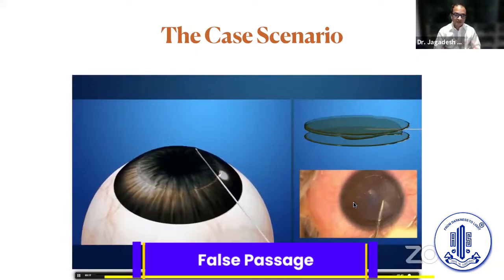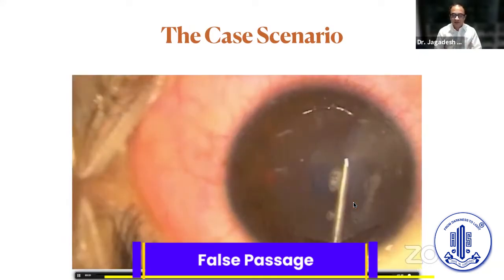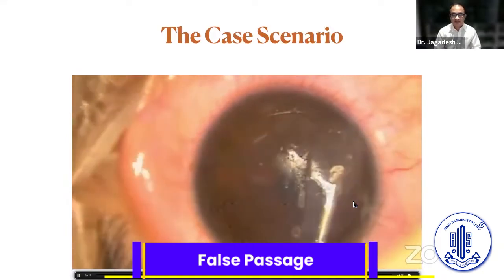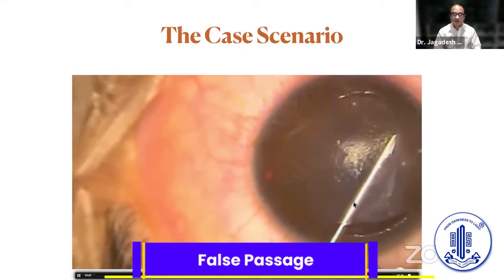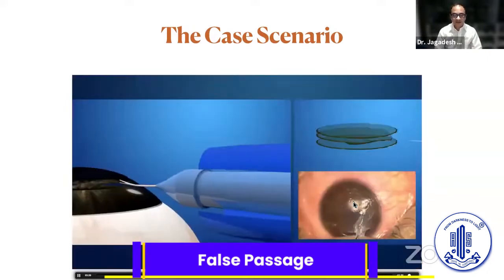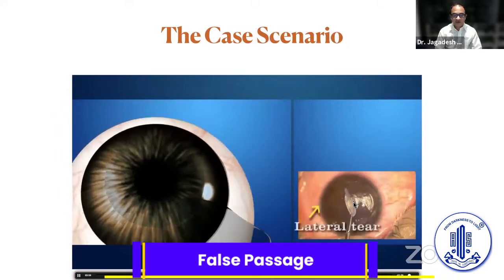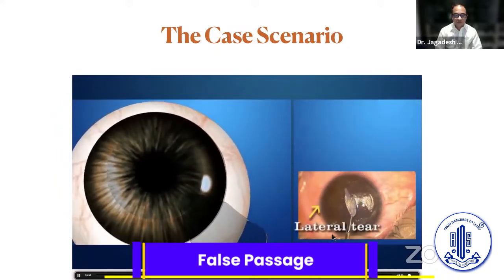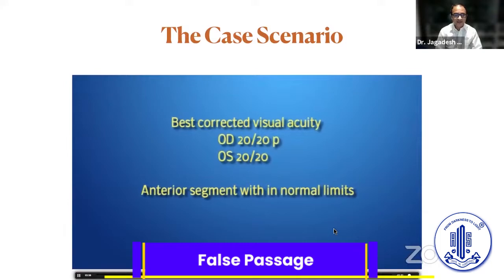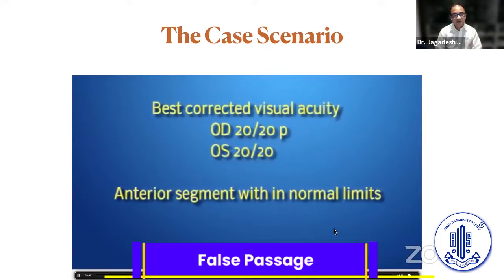So later we had to resort to taking a slightly pointed dissector and then entering into the anterior plane, that space between the anterior surface of the lenticule and the posterior surface of the cap. This was helpful for us, and then we were able to separate it completely and pull it out. We did see a tear in the cap, but postoperatively, to our surprise, the patient's visual acuity was very good.